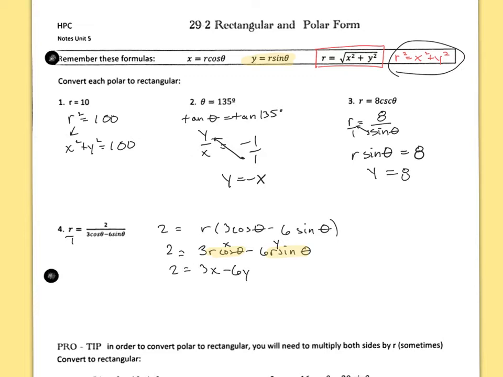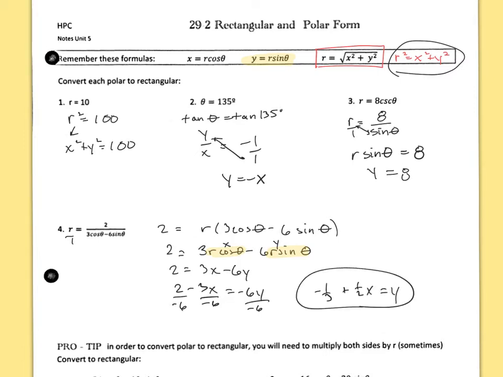Remember, we're going to rectangular. We want to get rid of the r and the theta and the sine and the cosine. We've got to get rid of all that. We only want x, y, and numbers. Of course, you can have powers, and you can have fractions, but that's really all we want. This is obviously a line, and when you have a line, you solve for y. So 2 minus 3x equals negative 6y. I'm going to divide everything by negative 6, and we get negative 1/3 plus 1/2 x is equal to y. So there's your line, you have your slope, your y-intercept. You could graph that if you had to.